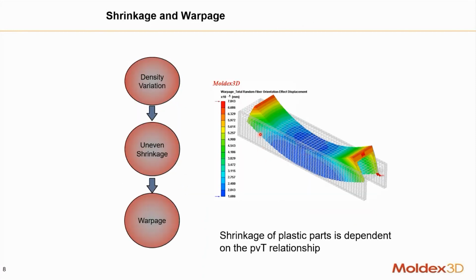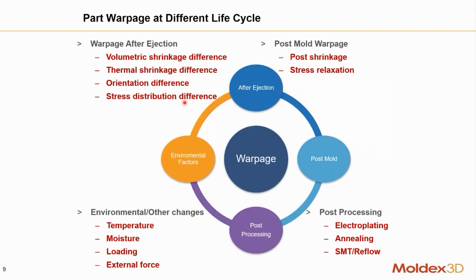And basically, the cause of warpage is non-uniform material shrinkage. Why is there non-uniform material shrinkage? Because of non-uniform density. And what are the reasons that cause non-uniform density? It could be caused by part design or gating. And here are the different reasons that cause warpage.